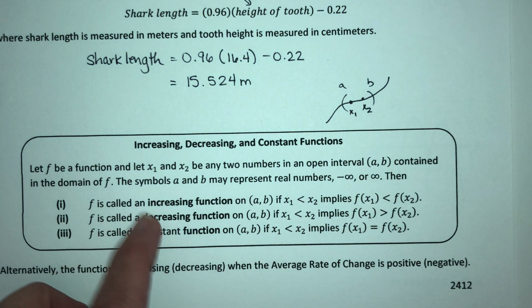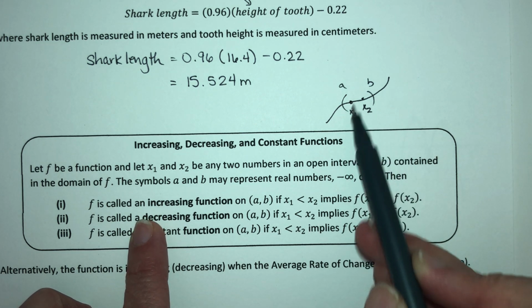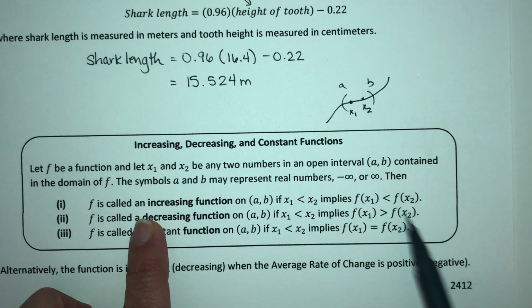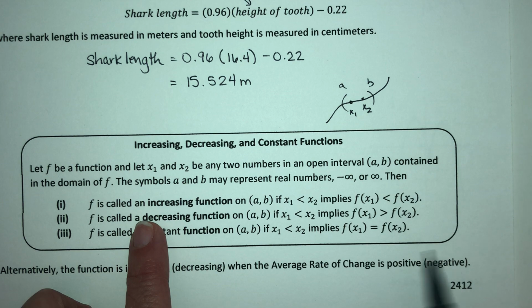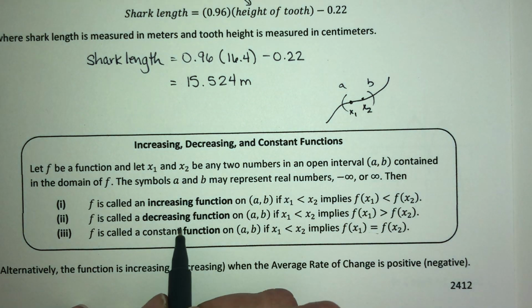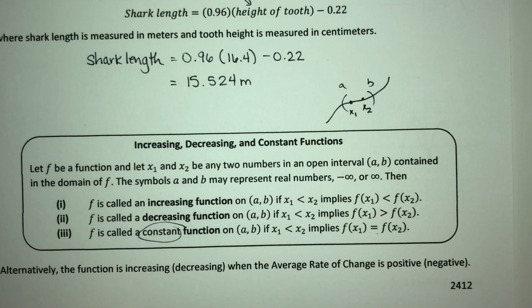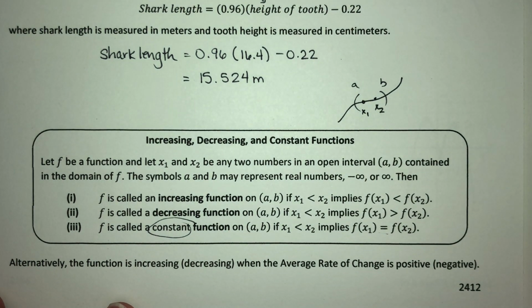It's decreasing if you have x1 and x2 in order, but f of x1, your y value, is higher than f of x2, it's going down. And if they are equal, then they are a constant function. That should be bold too. I will fix that before I upload this for you guys.